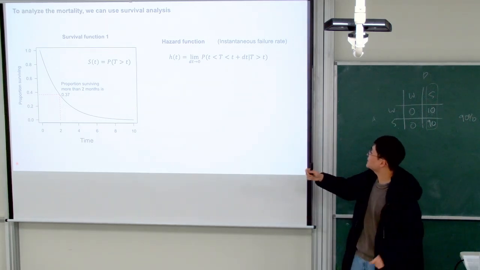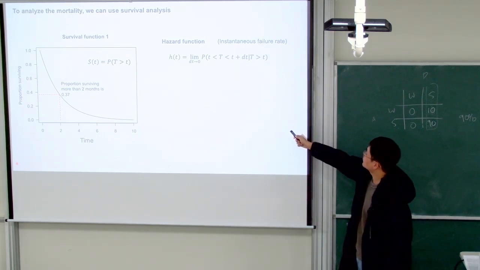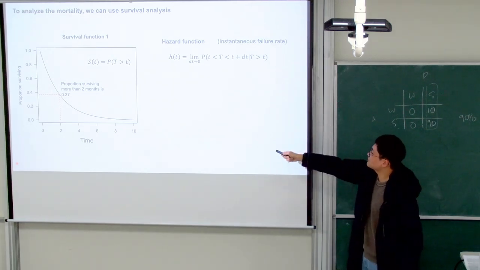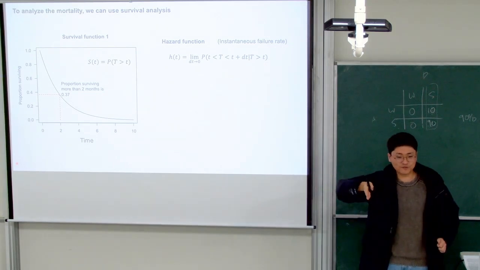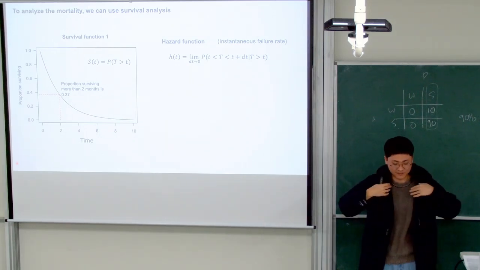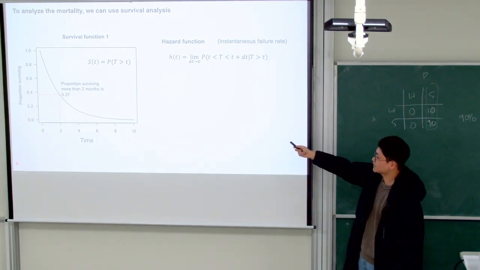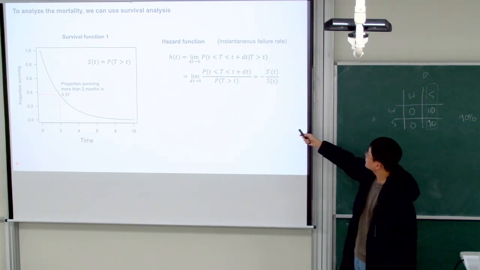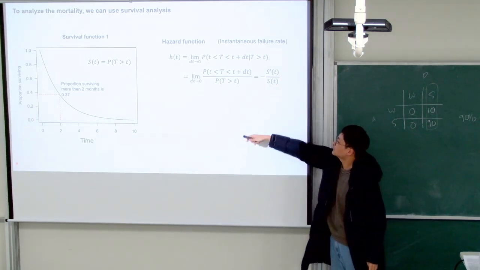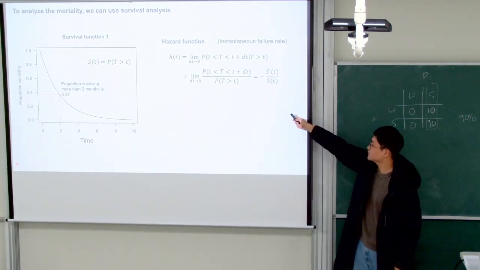This represents the instantaneous failure or death rate, where the condition is that these people are still alive at time t. What would be the probability over a really short time period? What is the instantaneous death rate? This is what we call the hazard function. And if we calculate this, we can easily derive that it is nothing but the derivative of the survival function divided by the survival function.